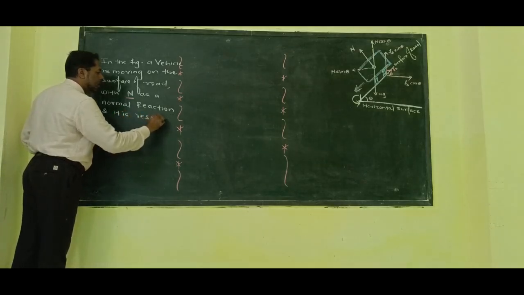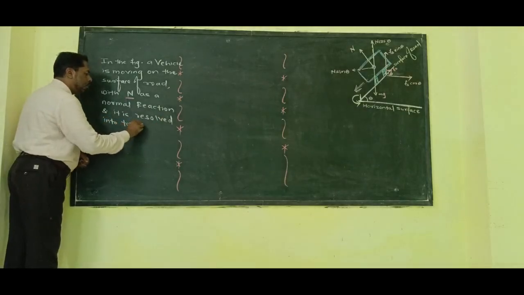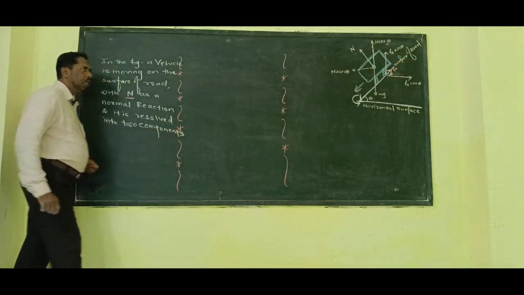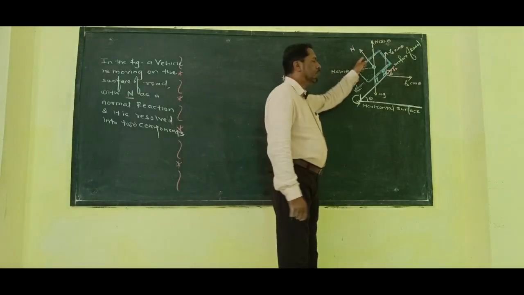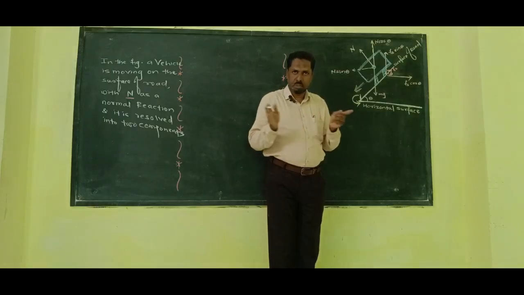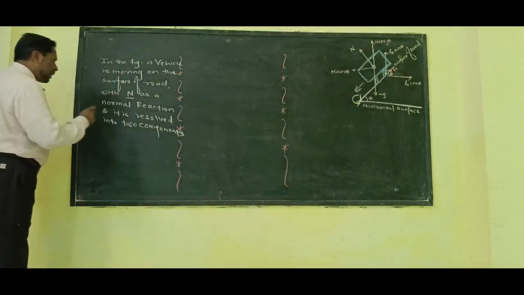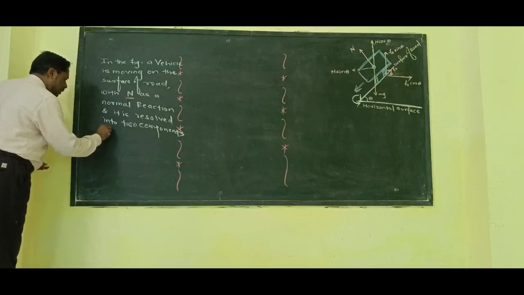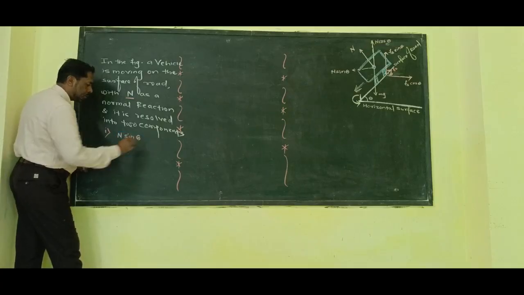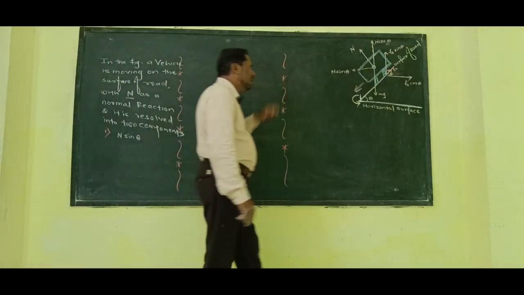And it is resolved into two components. All these things we are observing in the diagram, in the figure. The normal reaction is split into two components. The first one is called N sin theta. Okay, the first component is called N sin theta.